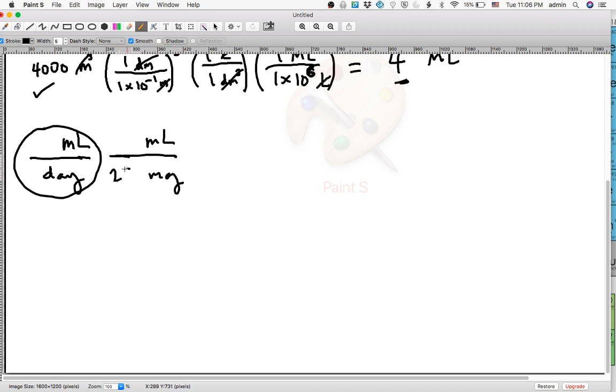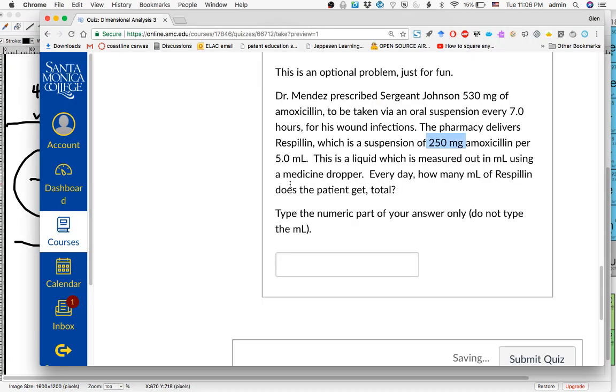So that was 250 milligrams, 5.0 milliliters. And let's just put this in a box. This is not part of the calculation. This is just what I want. So this is the calculation. So I've got milliliters per milligram. You'll notice that I have it backwards. It's actually milligrams per milliliter, but that's okay. For the dosage calculation, you can turn these conversion factors upside down.